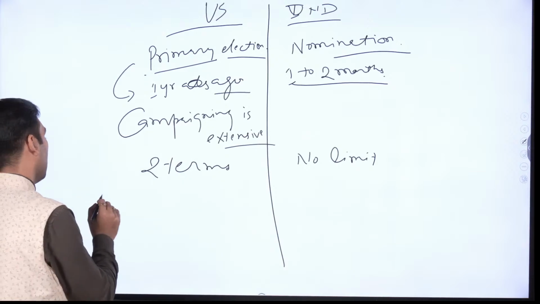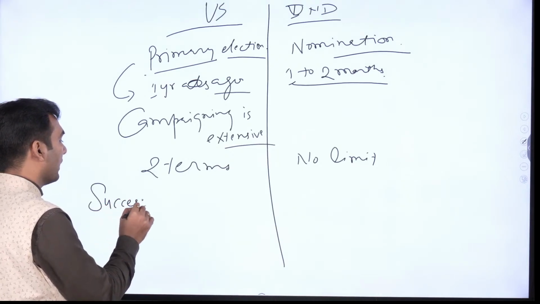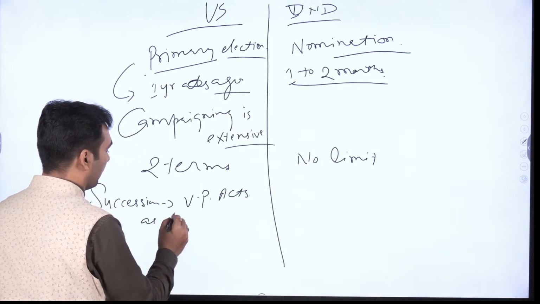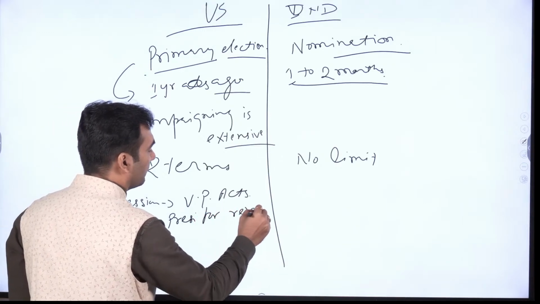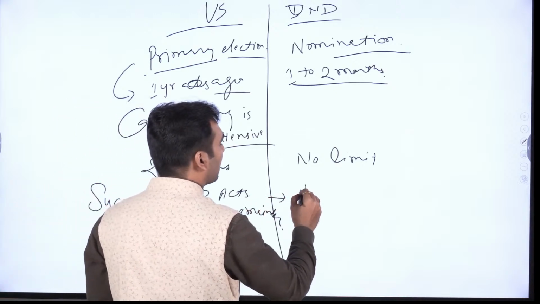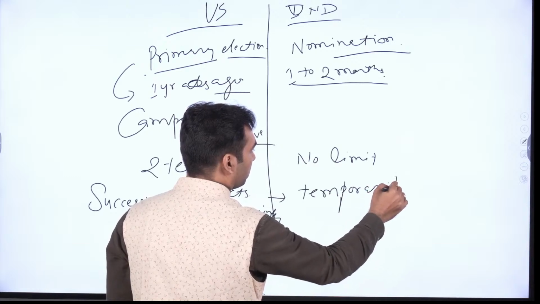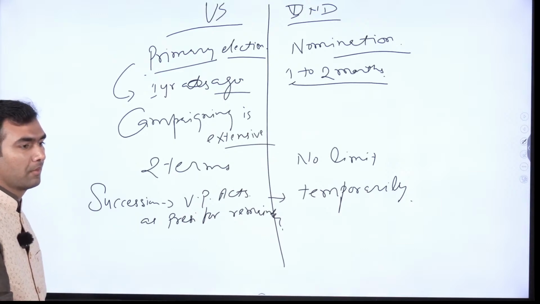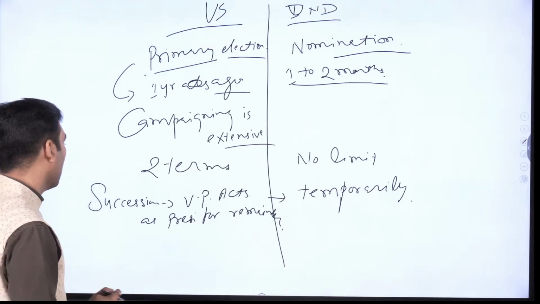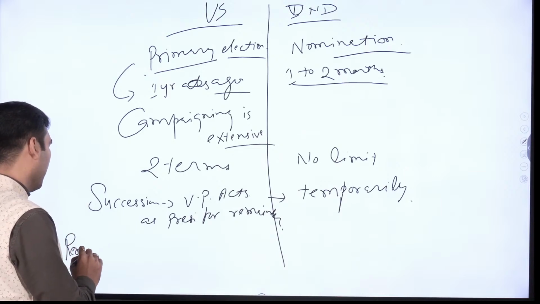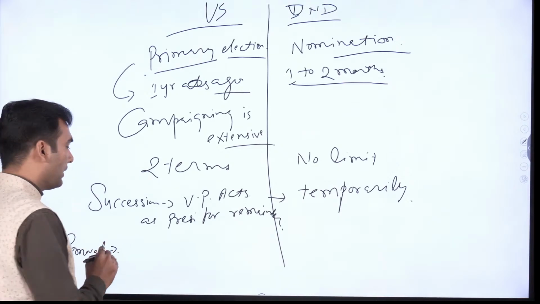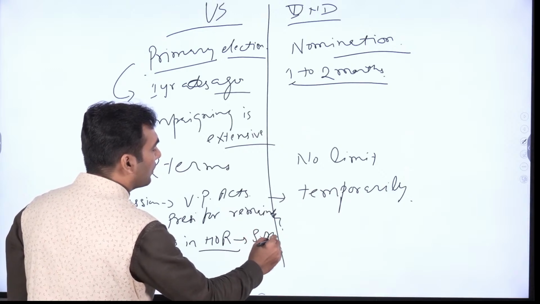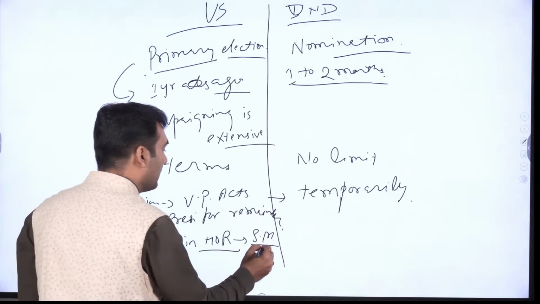In case of succession, suppose president resigns or president dies in his office, the vice president acts as president for remainder of the term. Whereas in India, he acts as president only temporarily. He does not remain in the office of president for the remainder of term. And there is also difference in terms of removal procedure. In terms of removal, the process of removal in USA starts in House of Representative, and House of Representative only has to pass a resolution by simple majority, and this they are calling impeachment.